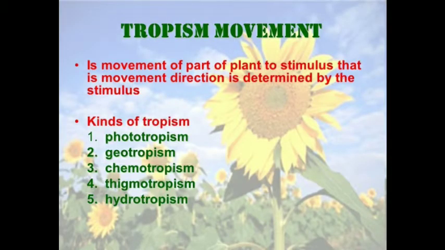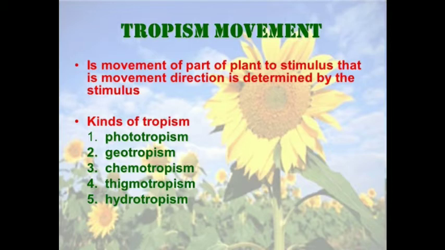That is, we have come across the topic trophic movement. Right. And what is a trophic movement? It is the movement of the part of the plant to the stimulus. That is, in this movement, direction is determined by the stimulus. So that is the trophic movement, and also its types, that is phototropism, geotropism, chemotropism, thigmotropism and hydrotropism.